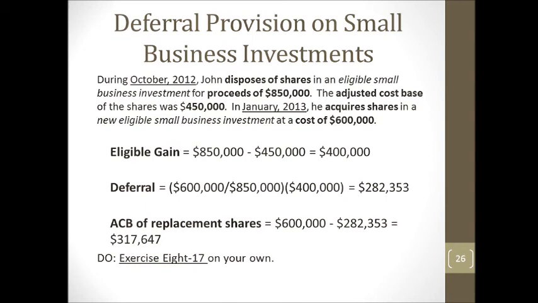We simply take the cost of $600,000 and subtract the deferred gain of $282,353. Now this reduces the ACB of the replacement shares, therefore increasing the gain when these new replacement shares are sold sometime in the future.